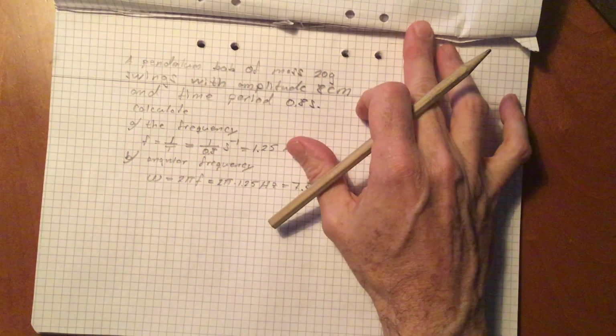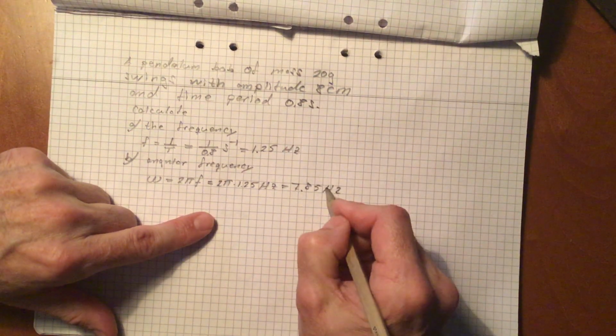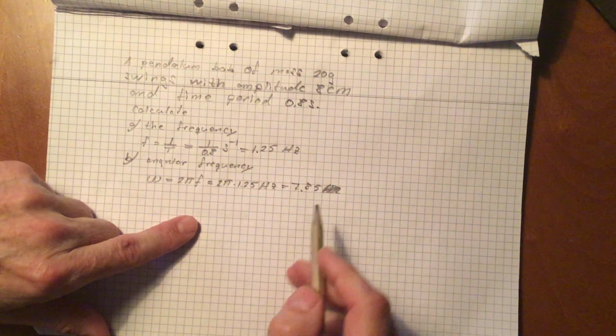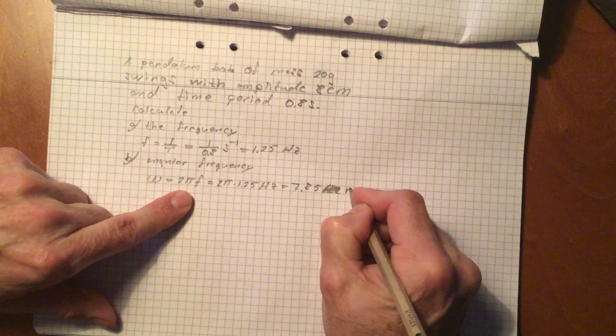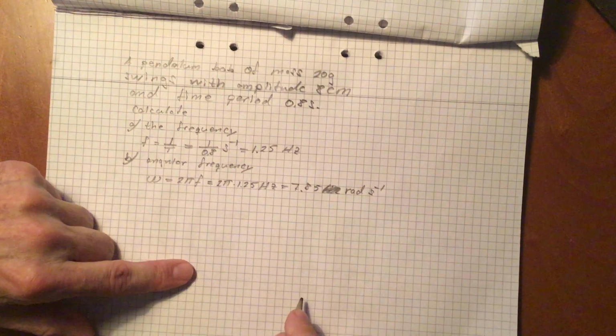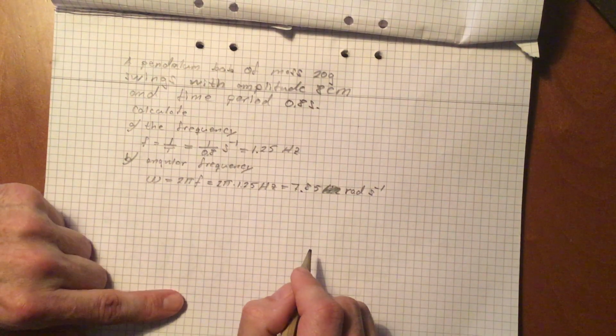And of course, I don't have any eraser here now. So I'm really sorry for this. This is not beautiful at all. I should have been very angry with you if you would do the same thing, because this is radians per second. 7.85 radians per second.